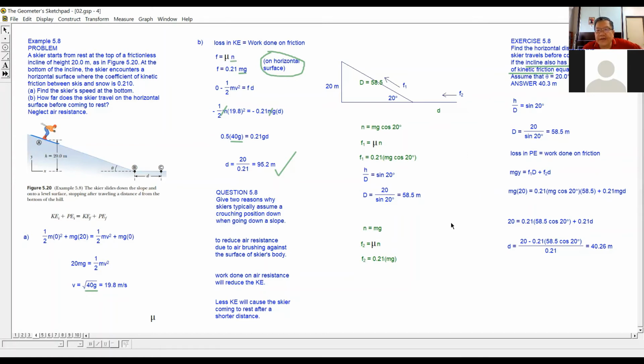So far, any question? The geometry, no question. The geometry part, okay.